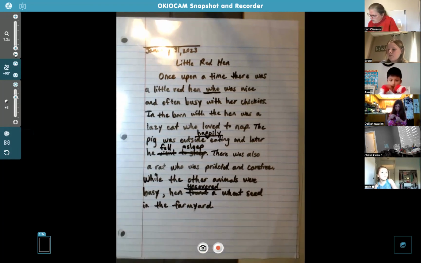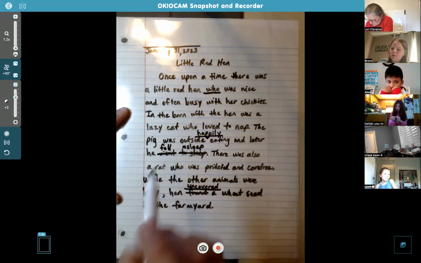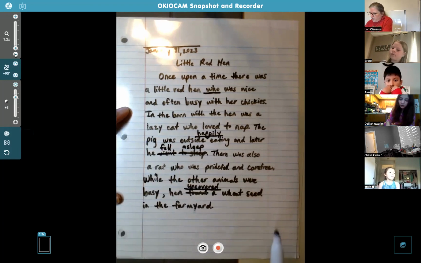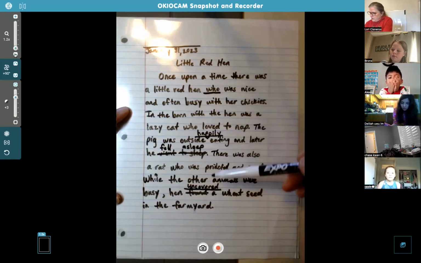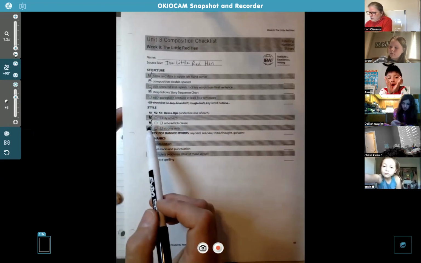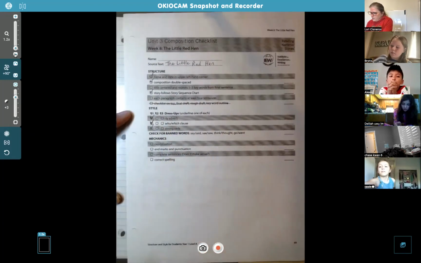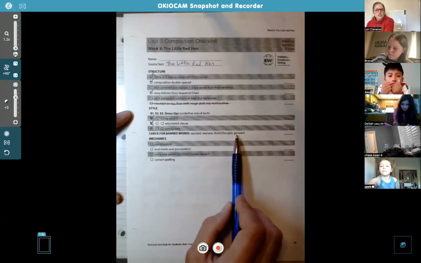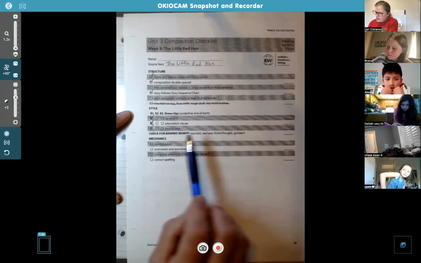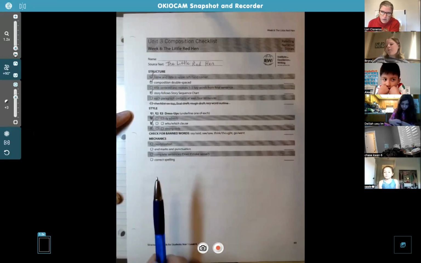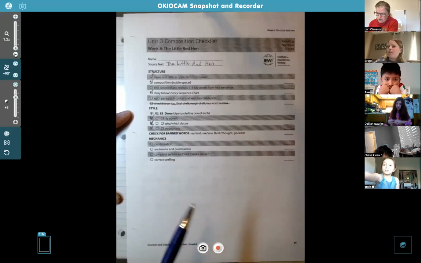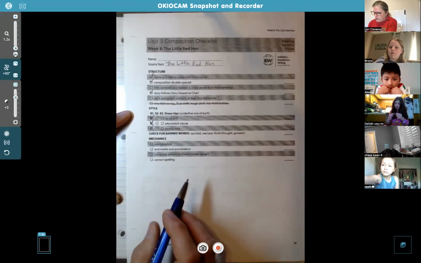Now, I got to underline, oh, no, I already underlined all of mine. See, I have 1, 2, 3 things underlined. And I have 1, 2, 3 dress ups. But I did check for my banned words, and it's a good thing because I had one on there. I can take off points for that if you accidentally used a banned word. So really try hard not to use a banned word.